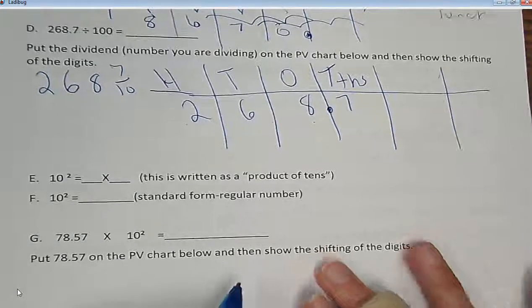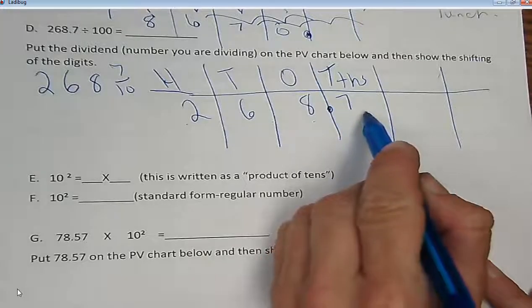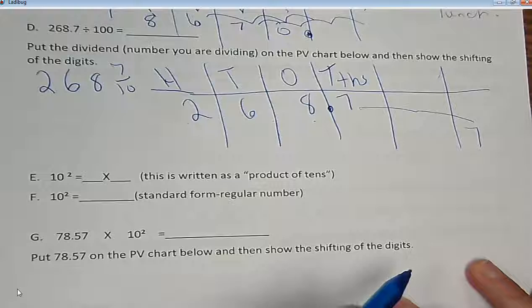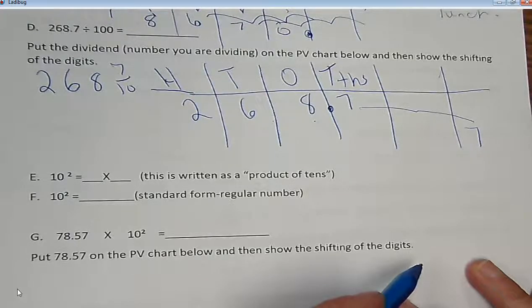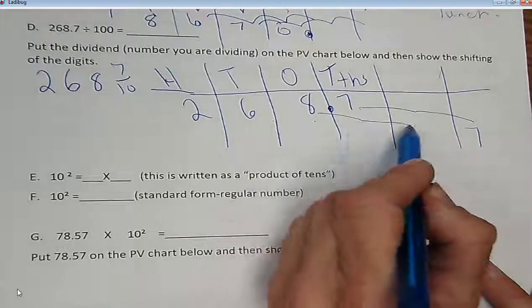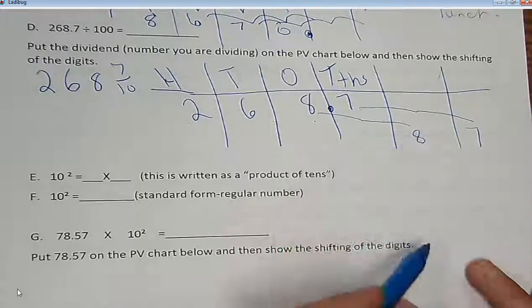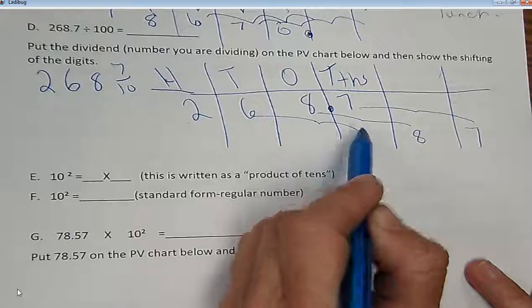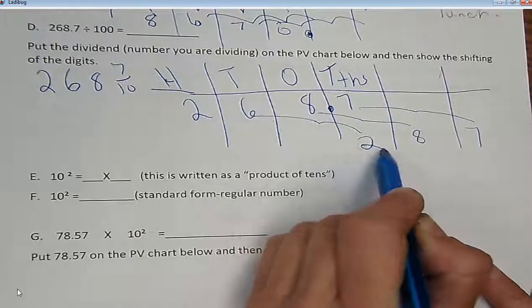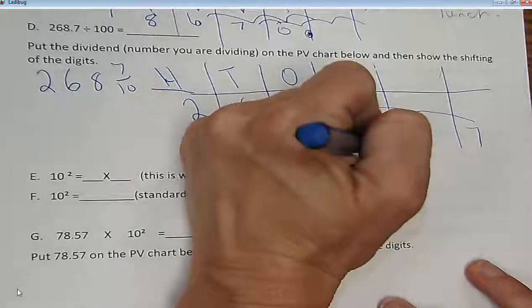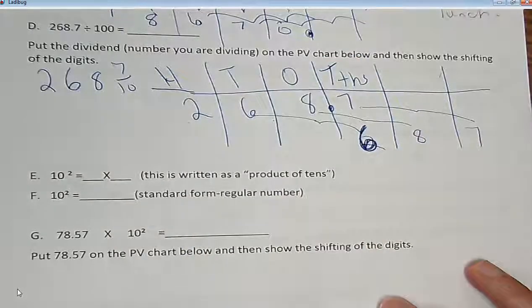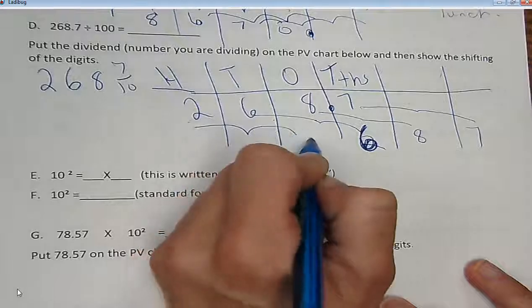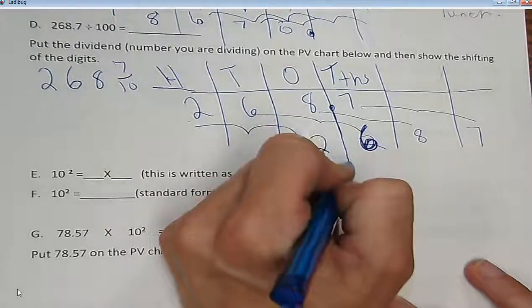All right, divide by 100. So shift everything 2 to the right. The 7 ends up in the thousandths. The 8 ends up in the hundredths. And the, whoops, that's a 6. The 6 ends up in the tenths. The 2 ends up in the ones.